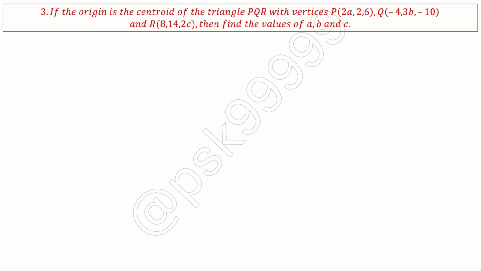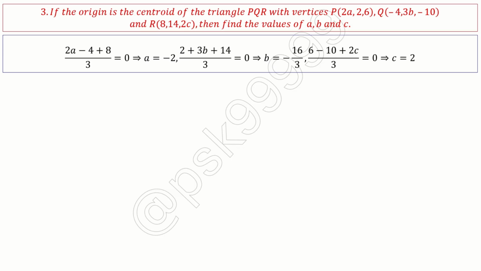If the origin is the centroid of the triangle PQR with vertices given here, then find the values of a, b, c. How do you find the centroid of a triangle in three-dimensional space? It is (x1 plus x2 plus x3) by 3, (y1 plus y2 plus y3) by 3, and (z1 plus z2 plus z3) by 3, right? So I simply take the x coordinates, sum them up, average it, equal to 0, because the origin is the centroid here. So the x coordinate of the centroid is 0, y coordinate is 0, z coordinate is 0. You equate individually, and you will get a, b, c.